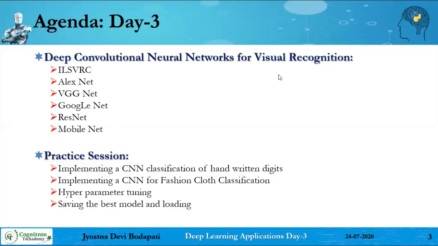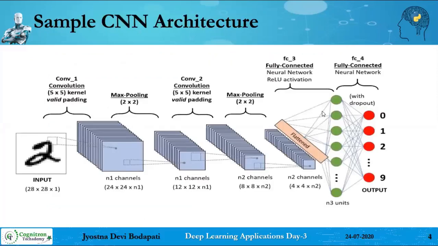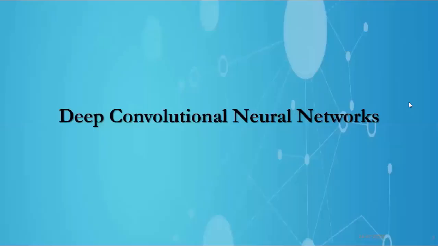We'll have a look at the deep convolution neural networks that are actually implemented for visual recognition. These are the list of standard deep convolution neural networks, and we already finished the practice session for today. So we are already comfortable with the CNN architectures. Let's see what deep convolution neural networks are available, already implemented.